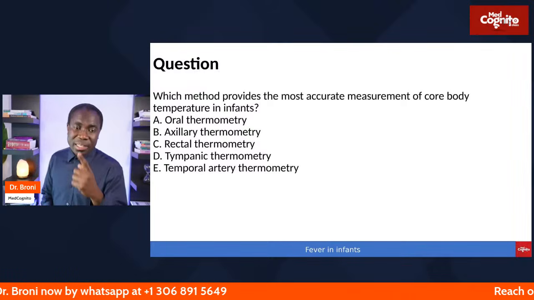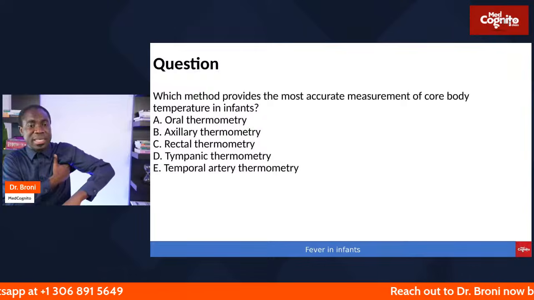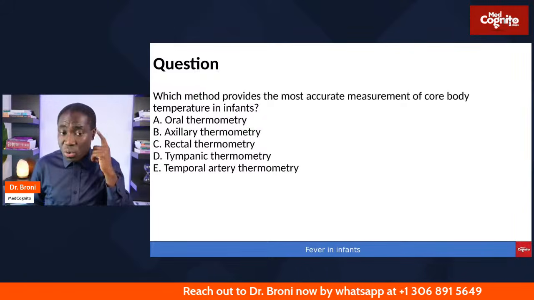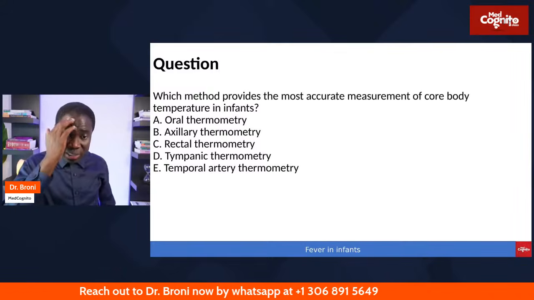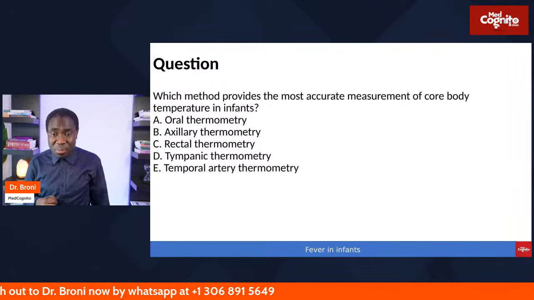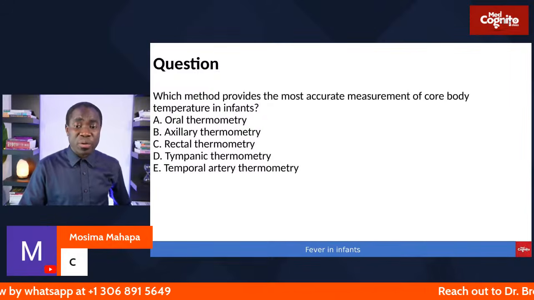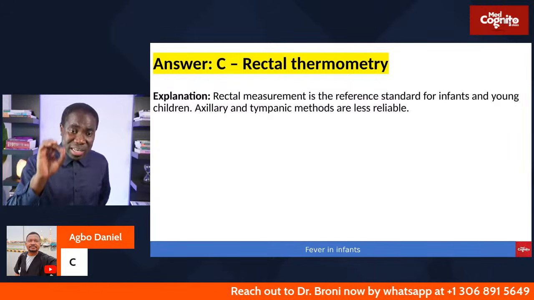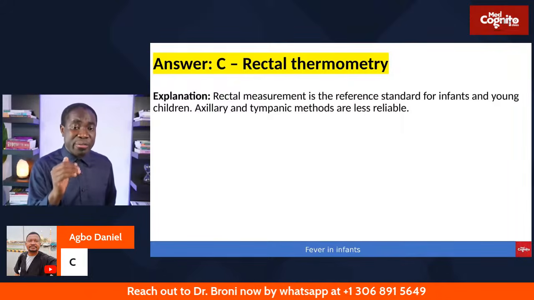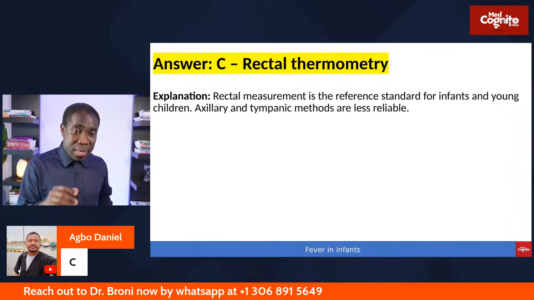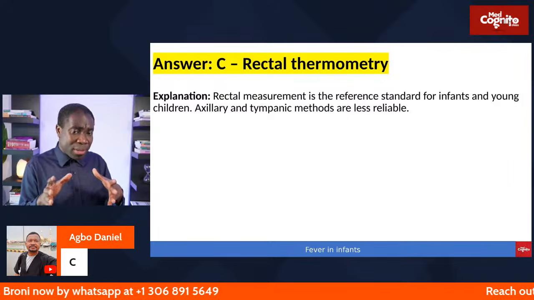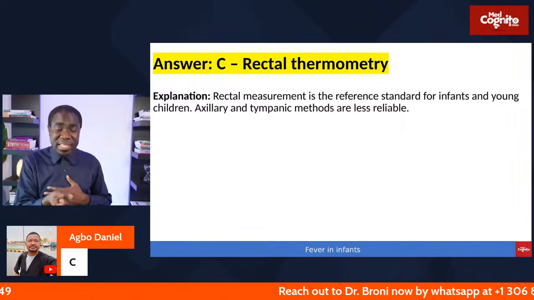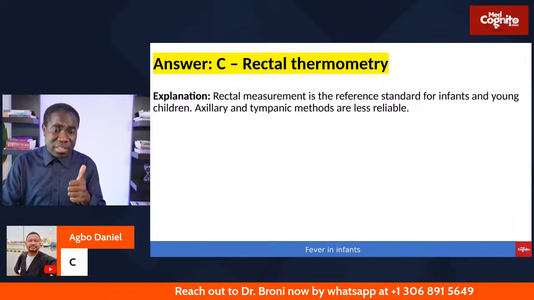Is it checking by the mouth, that is oral thermometry? Is it checking through the armpits, that is axillary thermometry? Is it rectal thermometry? Is it going through the ear, tympanic thermometry, or going through the temporal artery? Which of them? I see a lot of doctors going for C, and that is the correct one. Rectal measurement is the reference standard for infants and young children. Axillary and tympanic methods are less reliable. So if you want to get core temperature in a child, use rectal thermometry.